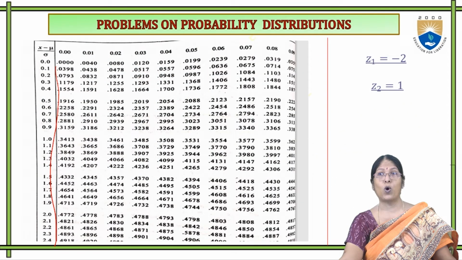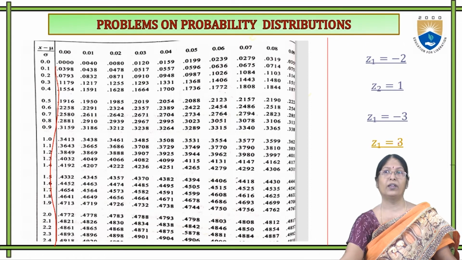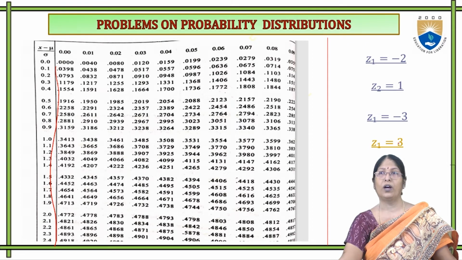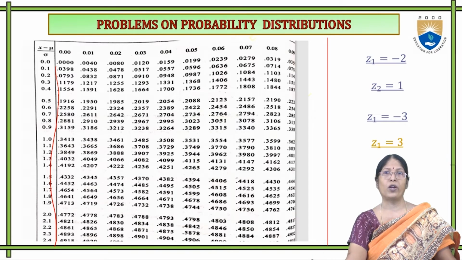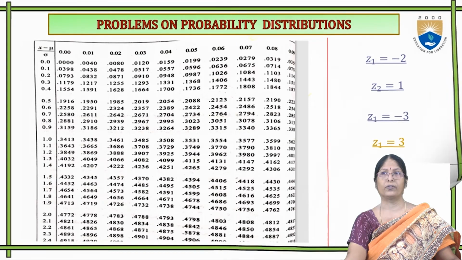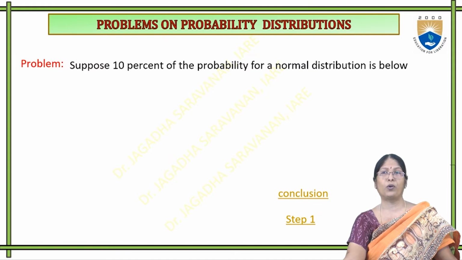So these are the points in this particular problem we have taken: minus 2, 1, minus 3, 3. The different points we obtained using this normal distribution table. The points are picked and we substituted them in the particular places. So far in the problems we discussed, mu and sigma were both given. If they are not given, how to go about it, that we are going to discuss.